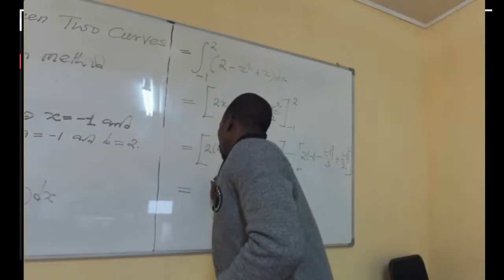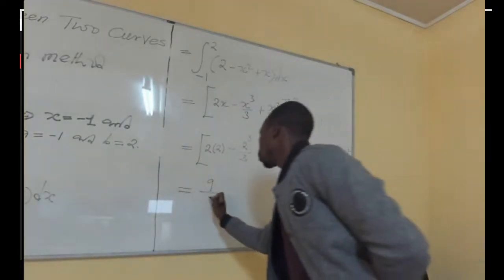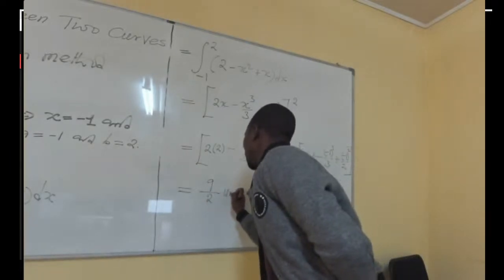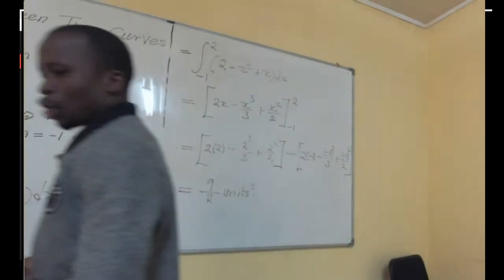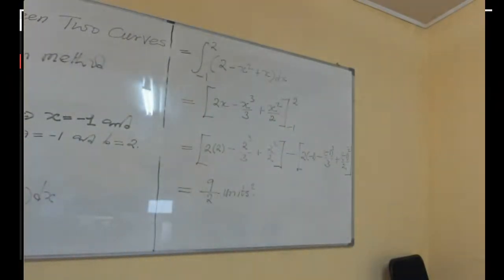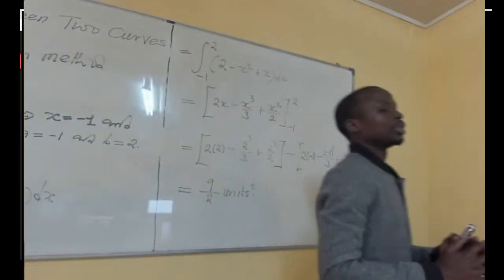So when you simplify this numerically, what you're going to get is 9 over 2 units squared. Then you are done with your calculations for finding the area which is bounded by the two regions.